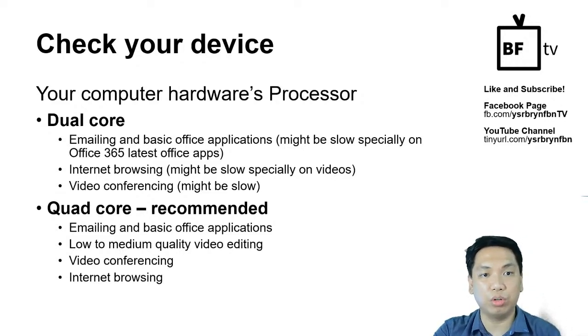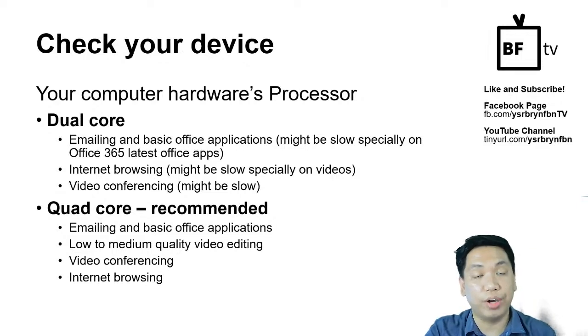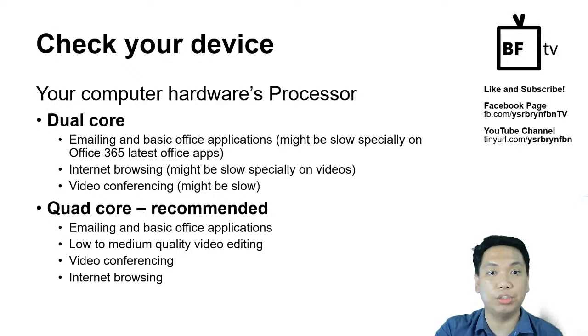If your computer is dual core, normally it can be used for emailing and basic office applications. But if you are using the latest Office 365 apps, it might be slow, especially Windows, Office, Word, and Excel, because it might eat more resources ng computer. But the old ones, if you have the license for the old Office apps or software, it can run smoothly, especially yung mga 2010 na Office. You can do internet browsing, but again, it might be slow, especially if you're working on videos. And it can also run video conferencing, but again, it might be slow depending on the resource requirements of your video conferencing app.